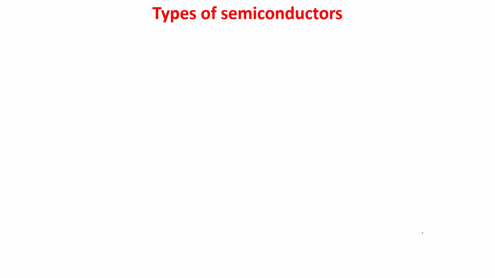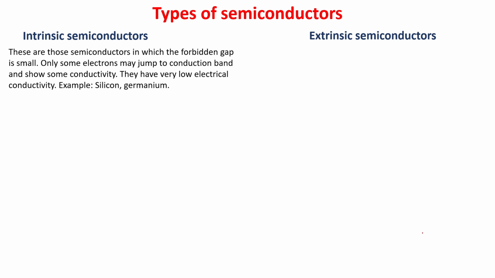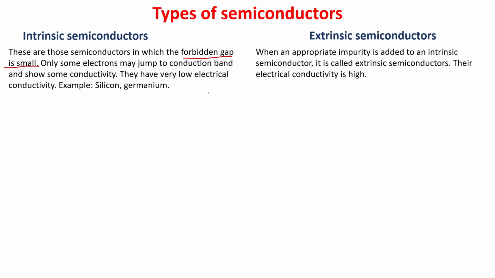So types of semiconductors: intrinsic semiconductors and extrinsic semiconductors. Intrinsic semiconductors are those in which the forbidden gap is small. I told you in the previous slide, no? In band theory we study the conductivity of solids, and as per that we consider two bands, the valence band and the conduction band. So intrinsic semiconductors are those where the forbidden gap is small. Only some electrons may jump to the conduction band, and they have very low conductivity.